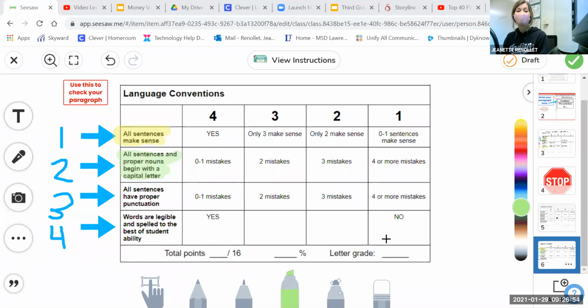Next, in our groups, we're going to talk about the third thing on our rubric.